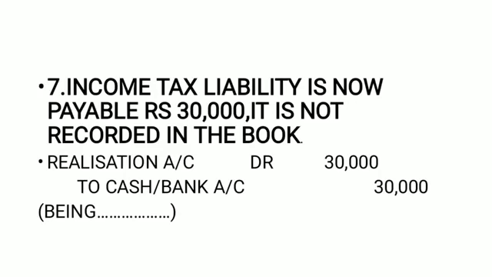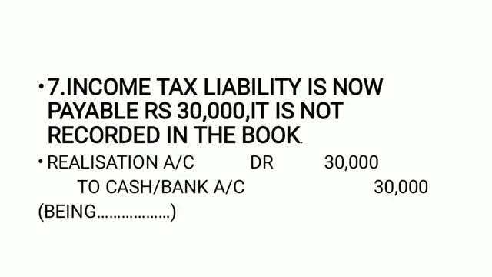Next transaction. Next question I mean. It says income tax liability is now payable, rupees 30,000. It is not recorded in the book. First of all, this is a liability. It is income tax liability and it is payable, rupees 30,000. And they say this is not recorded in the book. So this is the payment of unrecorded liability. I think we have understood the journal entry for the payment of unrecorded liability. Yes, we have clearly understood it.